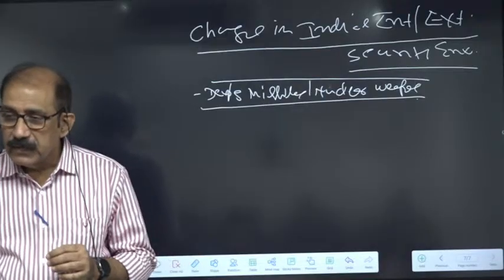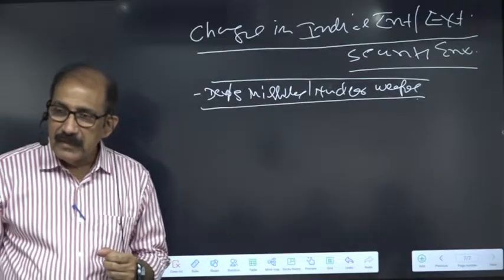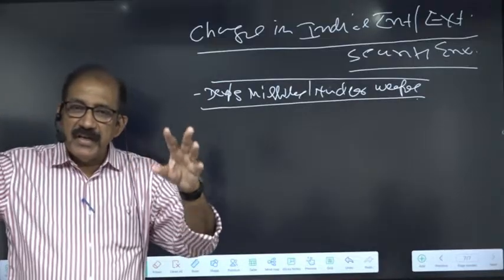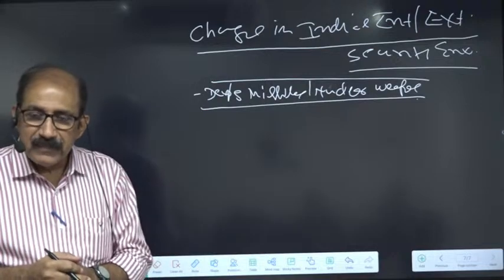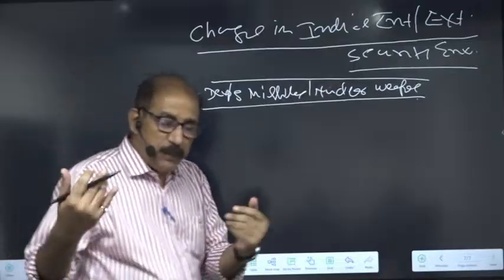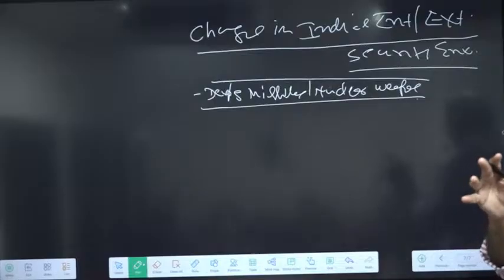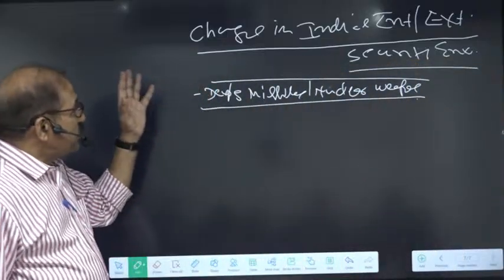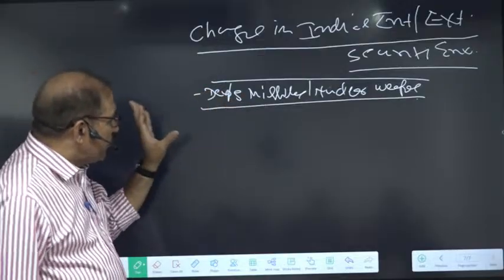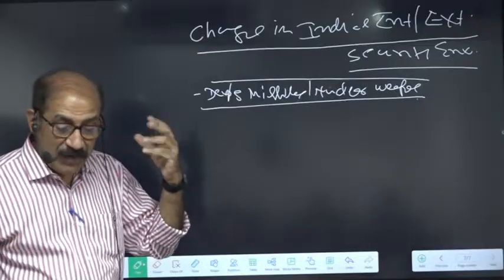Pahalgam attack, Operation Sindoor. What happened after that? India attacked some terror training camps inside Pakistan. Had the war not been stopped, had Pakistan used nuclear weapons, are you getting my point? And the security threat that it could have caused. So, we are talking about changes in India's internal and external security environment, and the development of missiles and nuclear weapons. This is the first fundamental factor.